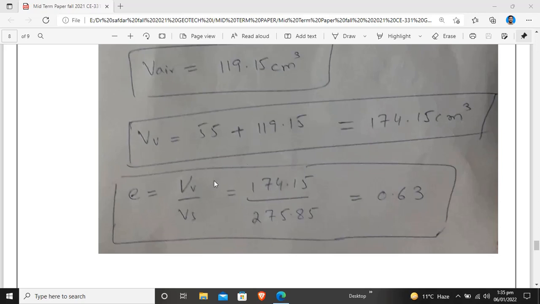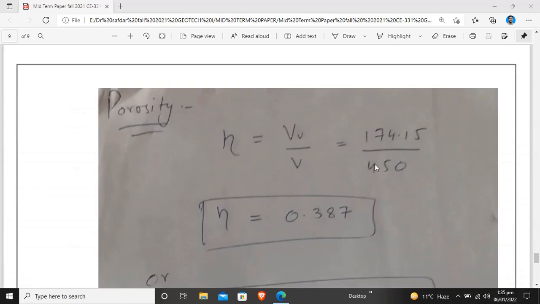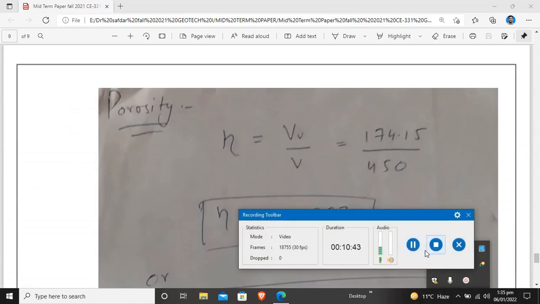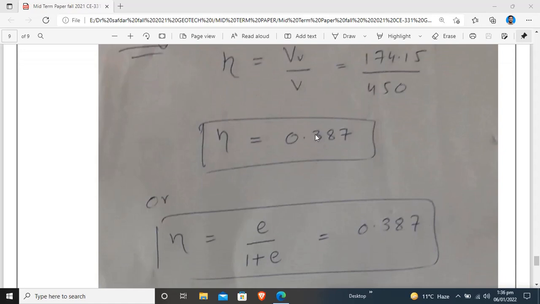Now for void ratio, we have found the volume of void and the volume of solid. So divide these, put the values, and we will get 0.63, which is a 63% void ratio. Further we have to find the porosity, which is equal to volume of void divided by total volume. The volume of void we found was 174.15, divided by the total volume, so we obtain the porosity as 0.387. Or you can also find it by the relation, void ratio divided by 1 plus void ratio. So this was 0.387 as the porosity value.